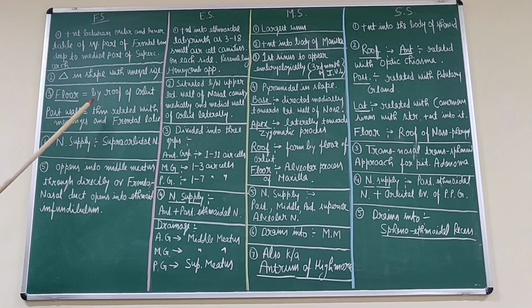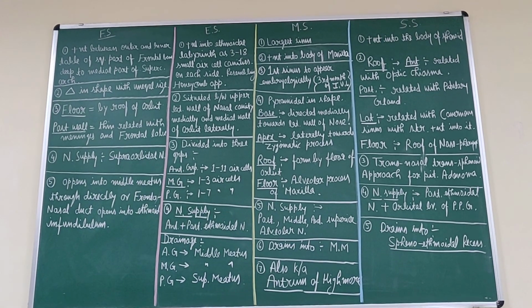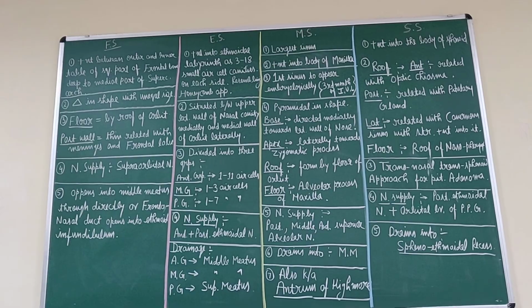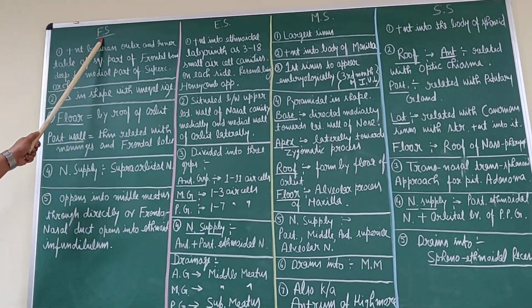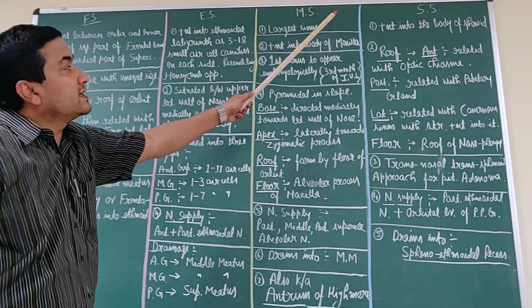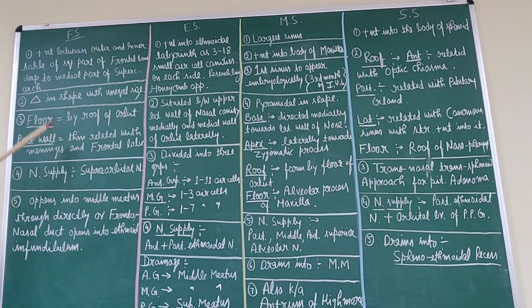Now the features of the paranasal sinuses, individual features. We have discussed the general features earlier. Now it is the frontal sinus, ethmoidal sinus, maxillary sinus and the sphenoidal sinus. First, the frontal sinus.